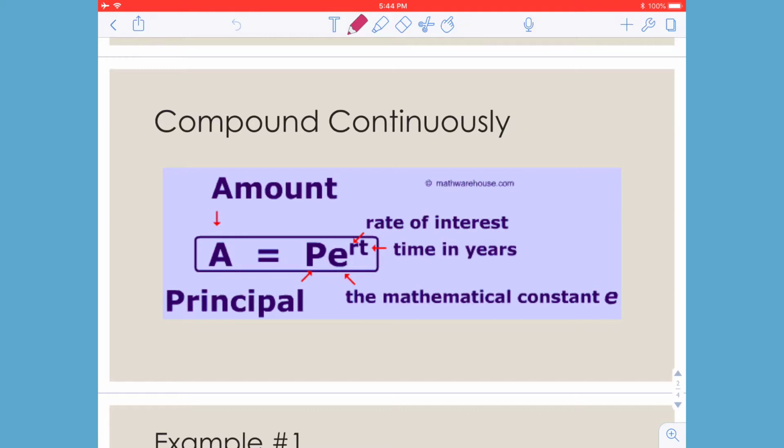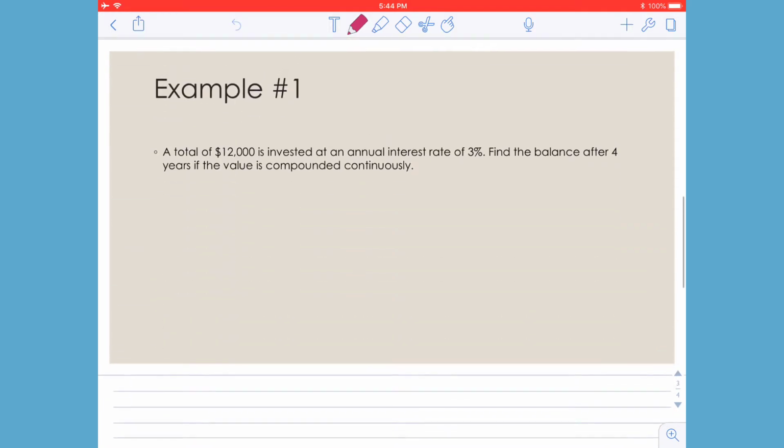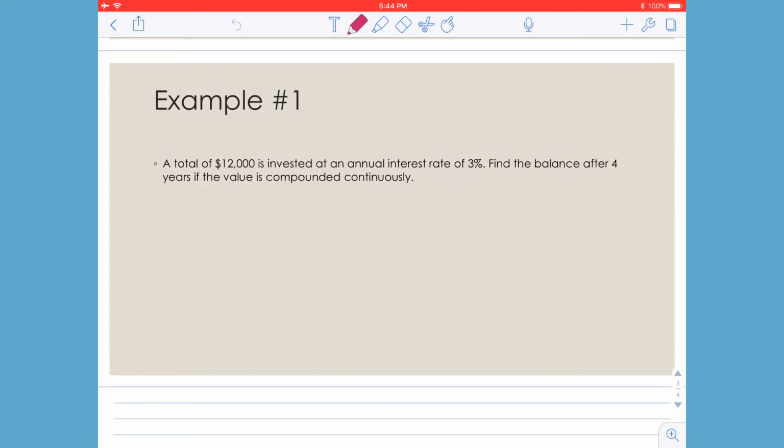If you're using the TI-30XS calculator, it is the third button down on the left above the ln button. So you'll have to press second, ln, and that should give you the e to the x function. So I provided an example just to make sure you feel okay with reading through a problem. A total of $12,000 is invested at an annual interest rate of 3%. Find the balance after 4 years if the value is compounded continuously.